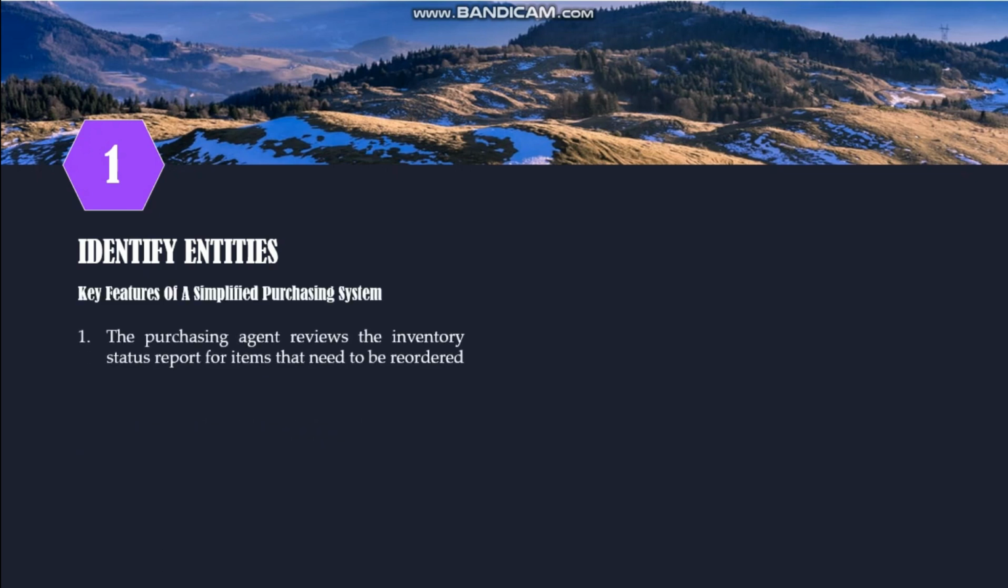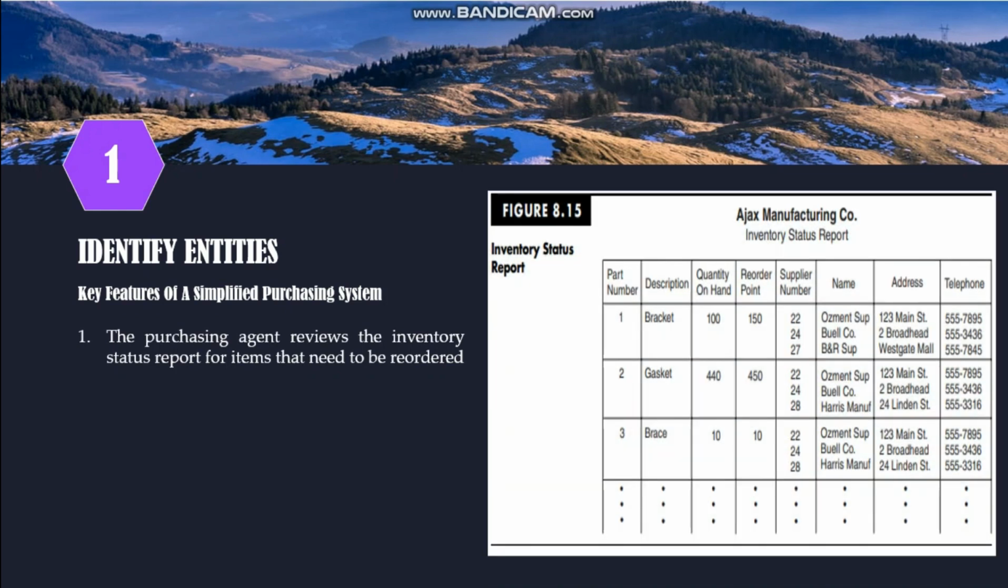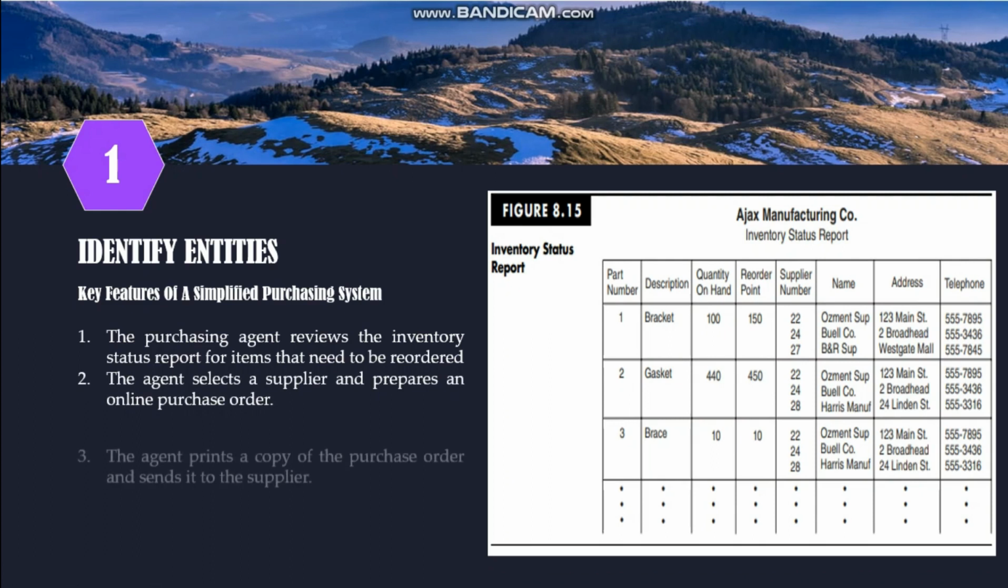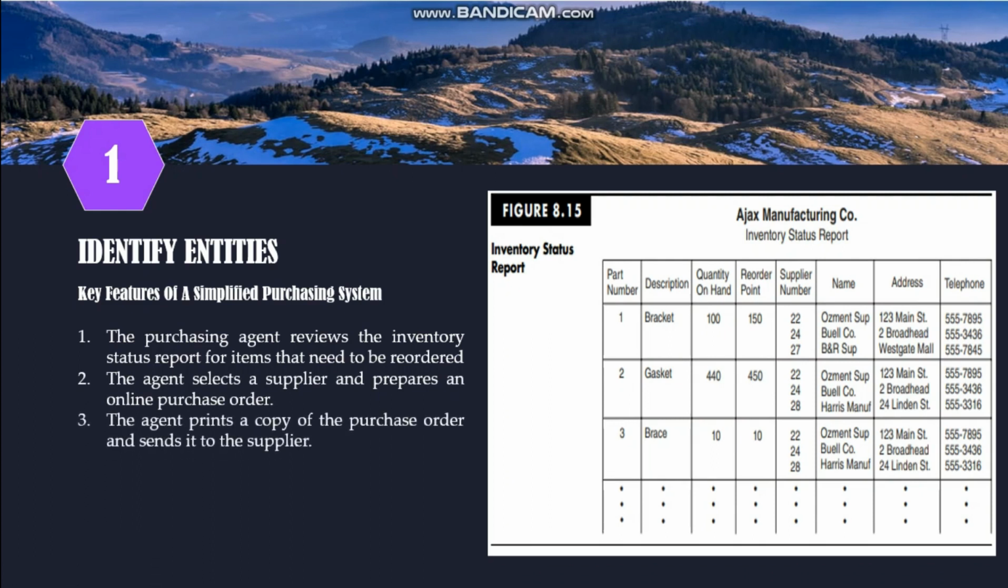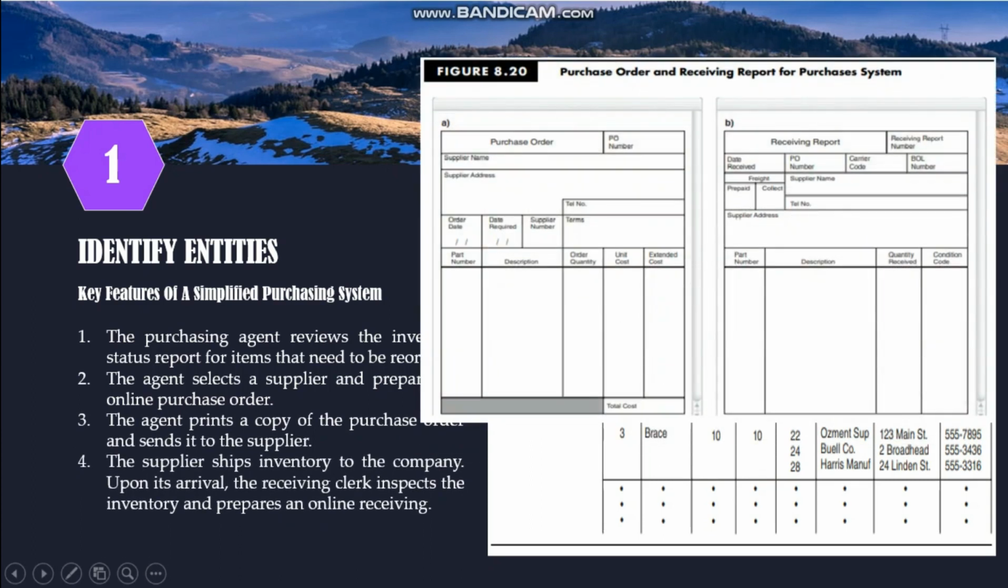So the first one is the purchasing agent reviews the inventory status report for items that need to be reordered. So this is an example of inventory status report. The second one is the agent selects a supplier and prepares an online purchase order. Then the next one is the agent prints a copy of the purchase order and sends it to the supplier. So this is the example of purchase order.